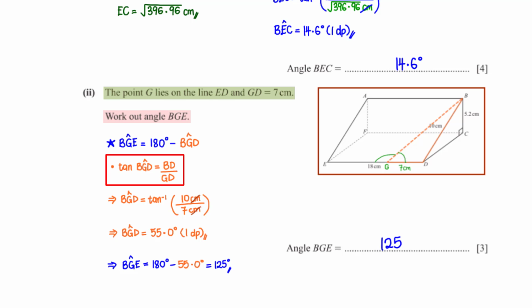When we plug in these values into the equation and make angle BGD the subject, this is what we have. When we type this into the calculator, we get 55.0 degrees rounded to 1 decimal place. Hence, the angle BGE will be 180 degrees minus 55 degrees, which is equal to 125 degrees.